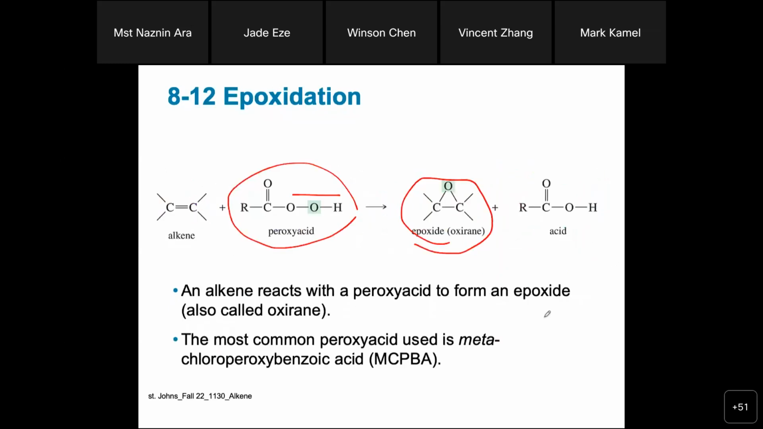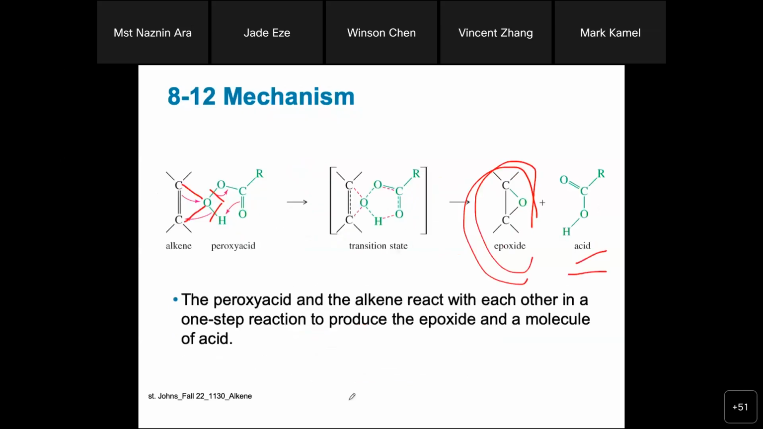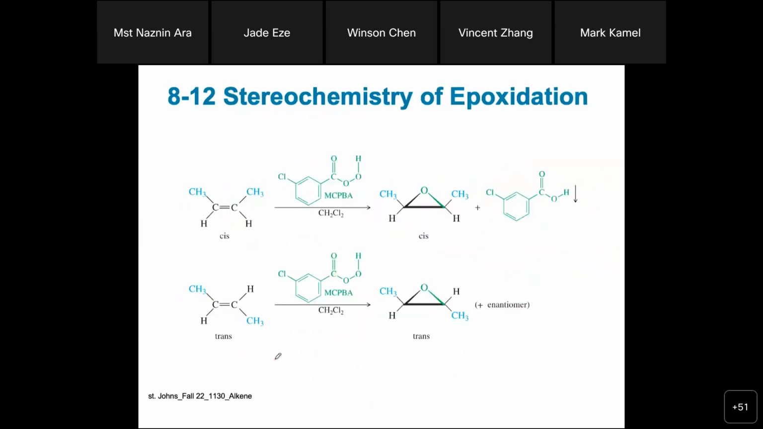So here this is called epoxidation. Here an alkene reacts with a peroxy acid to form an epoxide, also called an oxirane. The most common peroxy acid used is meta-chloroperoxybenzoic acid. The peroxy acid and the alkene react with each other in a one-step reaction to produce the epoxide and a molecule of acid. You just need to know what type of reaction it does.